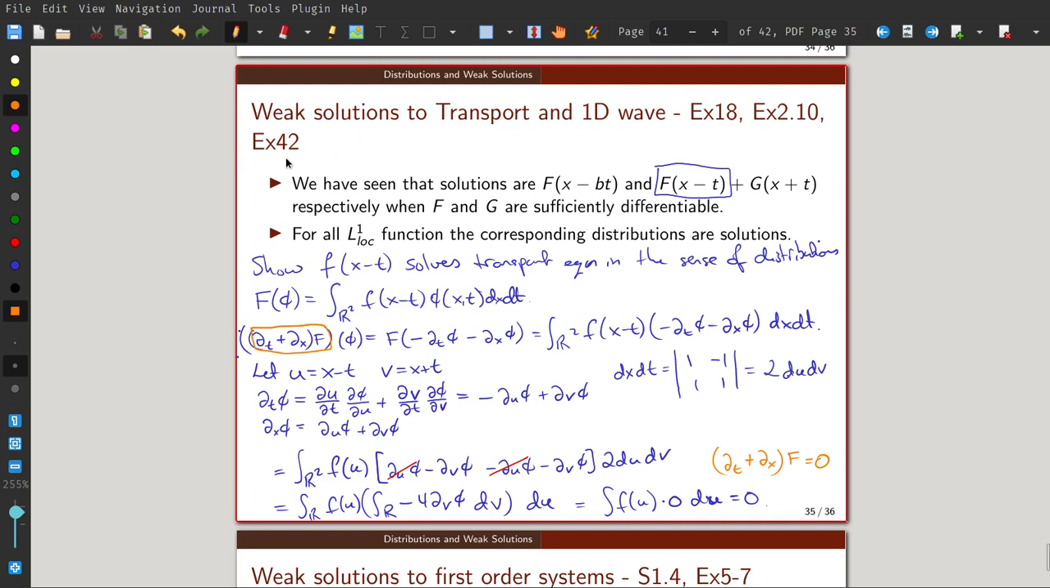And for exercise 42, I believe that's weak solutions to the 1D wave equation.